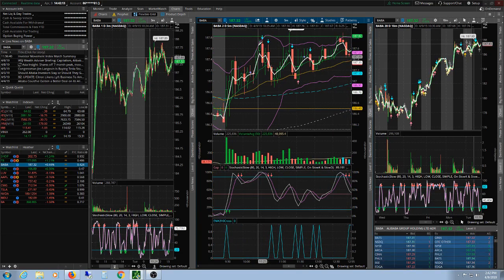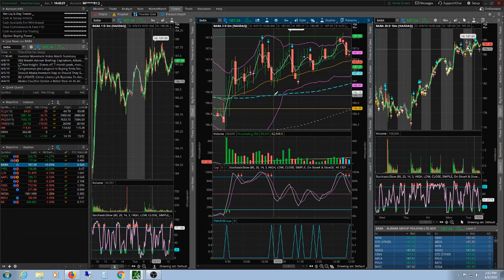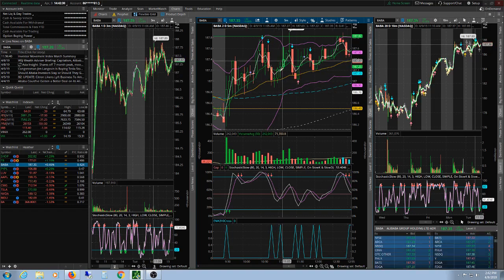This would have been a pretty good entry here. We came up to yesterday's high, had a bearish engulfing. Target would have been down maybe here. My first target would have been this. I would have sold part of it here, and taken a break-even stop on the rest of it. Wouldn't have made an enormous amount, but it would have worked.